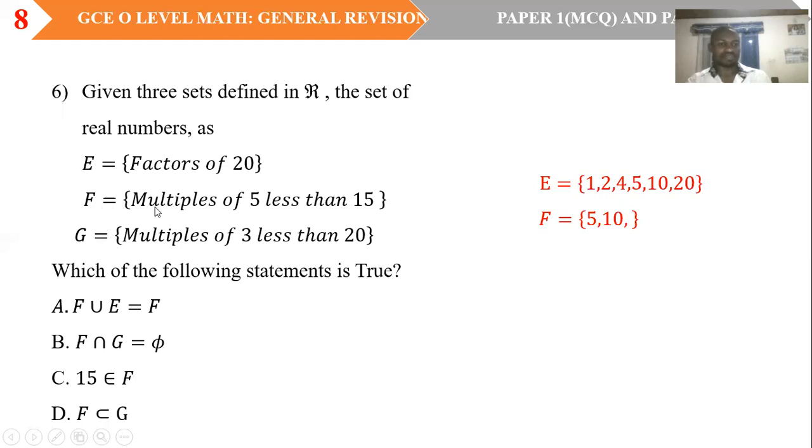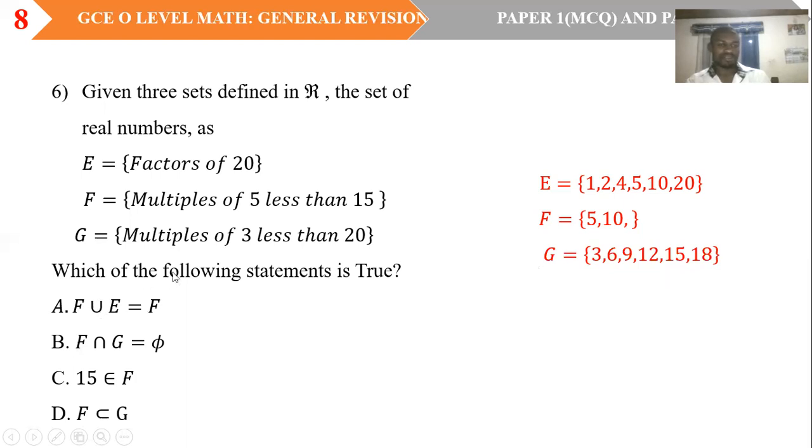F is a set of multiples of 5 less than 15. We only have 2 of them, 5 and 10. The set G, the set of multiples of 3 less than 20, we have 3, 6, 9, 12, 15, 18. A set of multiples of 3 is the same as counting in 3. When we begin from 3, we just add 3 to get the other consecutive multiples.